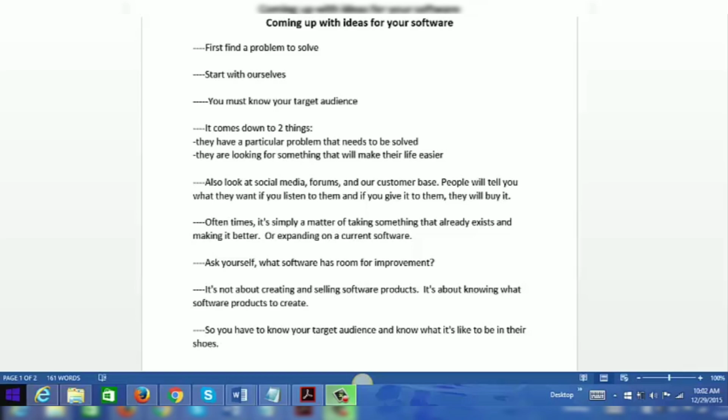And you got to remember this: it's not about just creating and selling software products. There's a lot of money to be made in selling software products, don't get me wrong, but it's also about knowing what software products to create. So that's why it's important to know your target audience and know what it's like to be in their shoes.